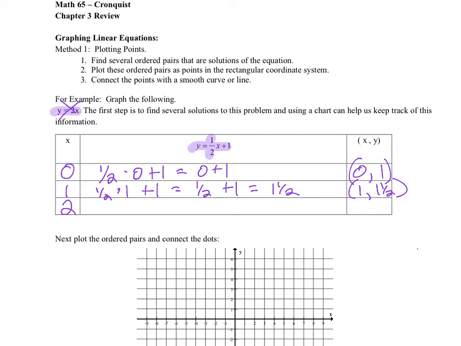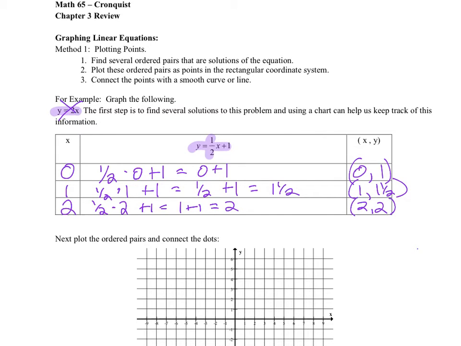Now, since a half is not as easy to plot, sometimes what we would do with this 1/2 is make all of our x values even so that they will divide out and give me an integer instead of a fraction. For example, 2, I would have 1/2 times 2 plus 1. Well, that's 1 plus 1, or 2. So I would have 2, 2.